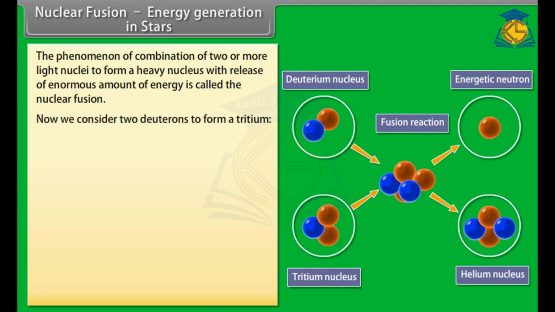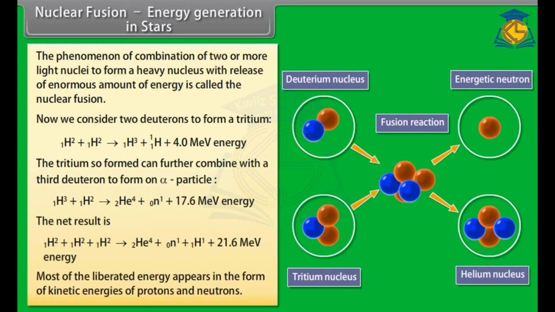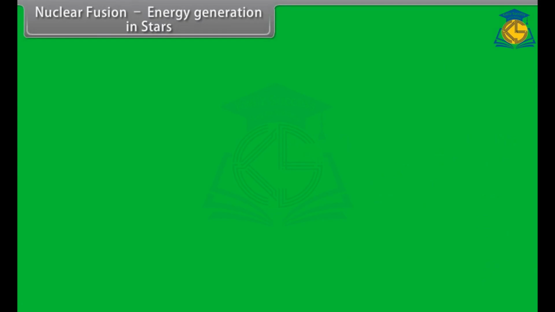Now we consider two deuterons to form a tritium. The tritium so formed can further combine with the third deuteron to form an alpha particle. The net result is that most of the liberated energy appears in the form of kinetic energies of protons and neutrons.